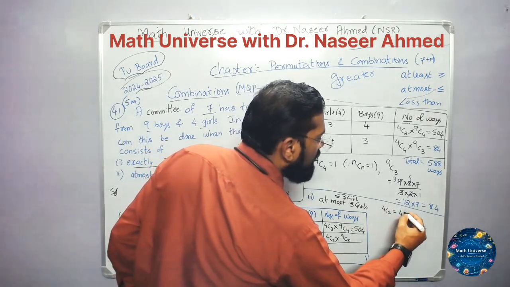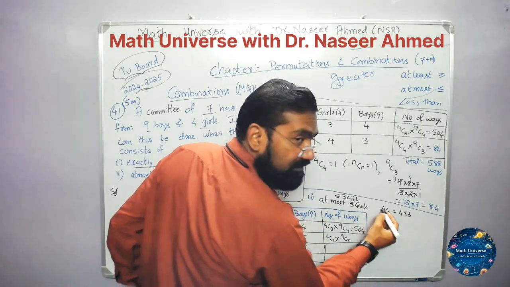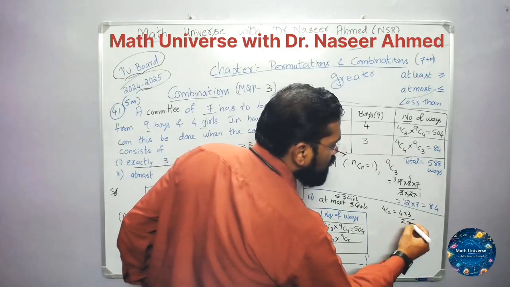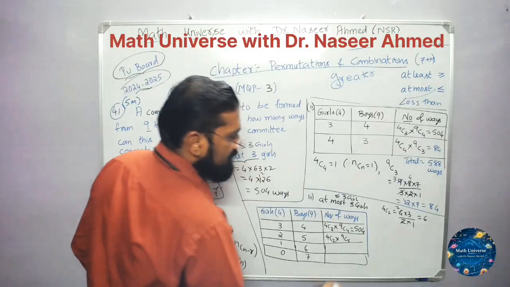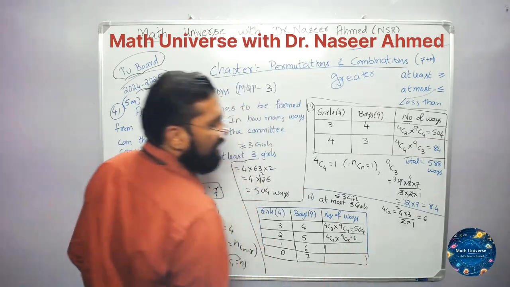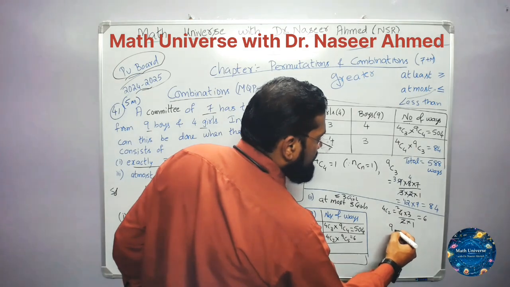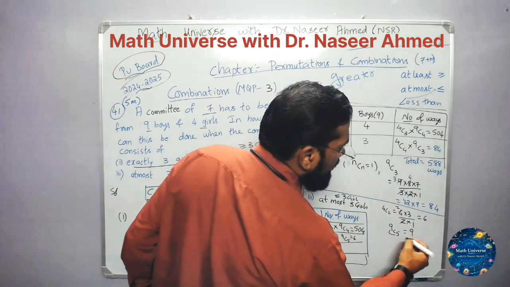4C2 is 4 into 3 because only 2 is here. So 2 consecutive numbers less or equal to 4 divided by 2 factorial. So 2 into 1. 2 ones are 2, 2 twos are 4, 2 threes are 6. So it will be 6. And now 9C5. If I subtract this, I'll get what? 9 minus 5 is 4.